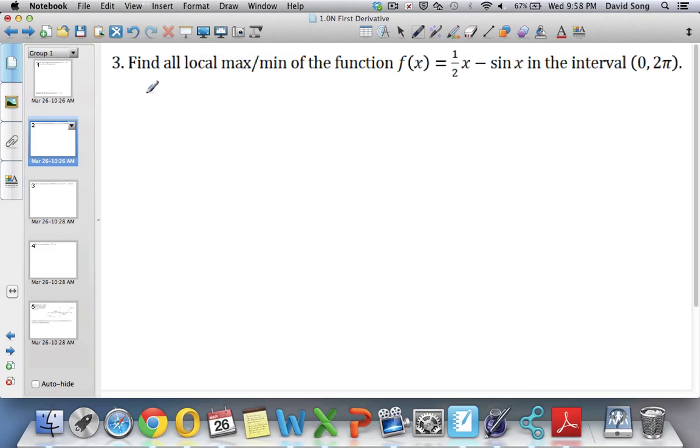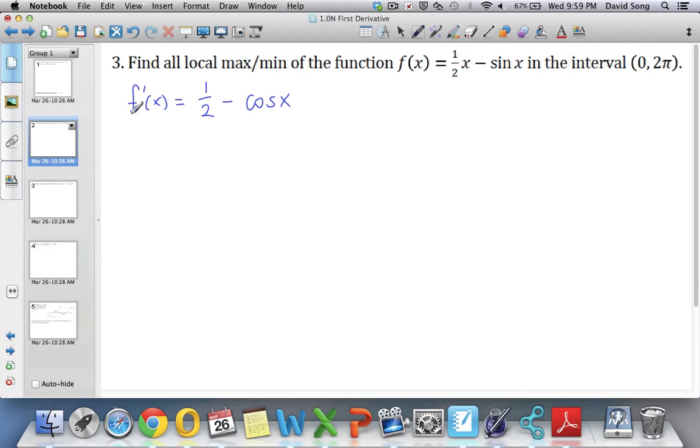Number 3, find the local max and min of the function f of x is equal to 1 half x minus sine x in the interval from 0 to 2 pi. Okay, so first thing we need to do is find f prime. So f prime of x is equal to 1 half minus cosine x.